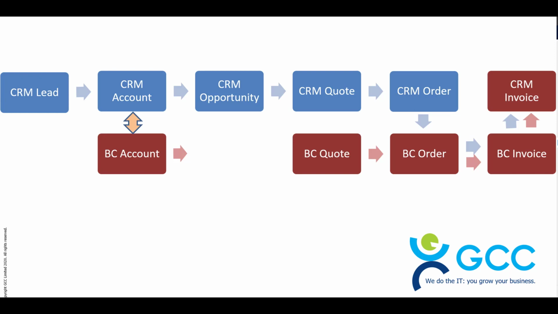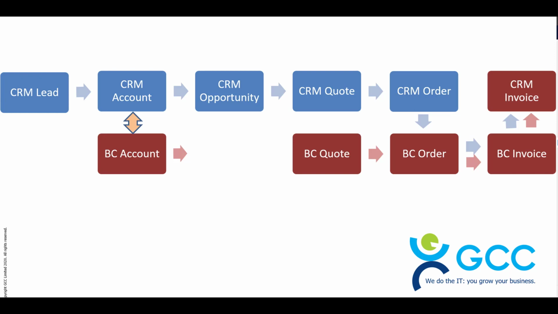So essentially following this flow here in the blue area, we start with a CRM lead, we convert into a CRM account, we create a CRM opportunity, we create a CRM quote. That leads on to creation of a CRM order. The synchronization takes over and pushes that into Business Central as if an order was keyed into Business Central as normal, except it just appears.